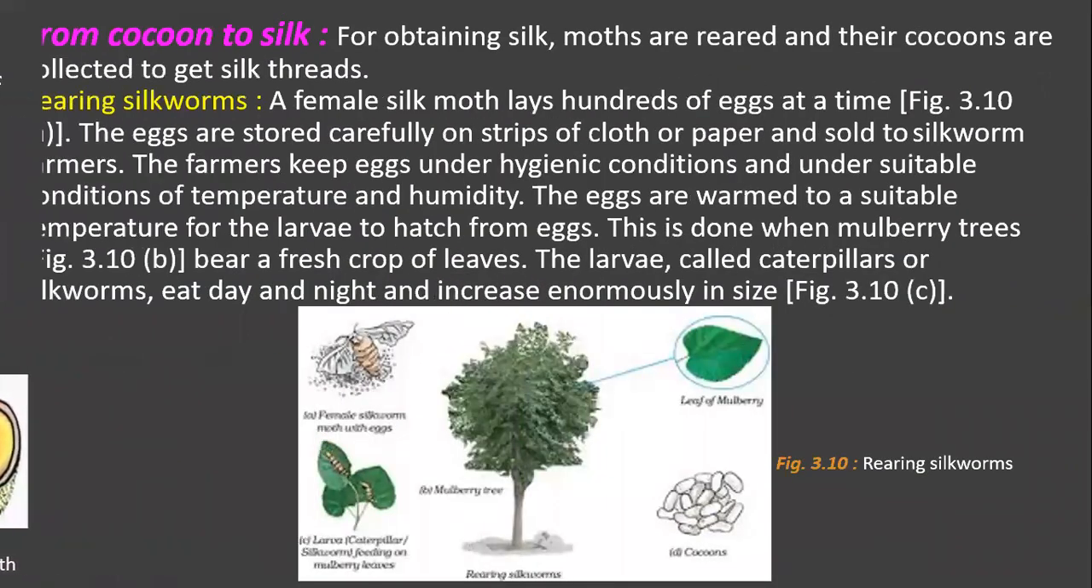Now we will study from cocoon to silk. For obtaining the silk, moths are reared and their cocoons are collected to get the silk threads. Next is rearing silkworms.